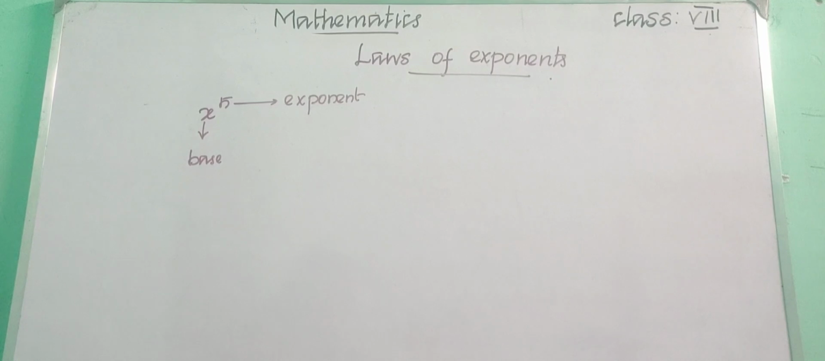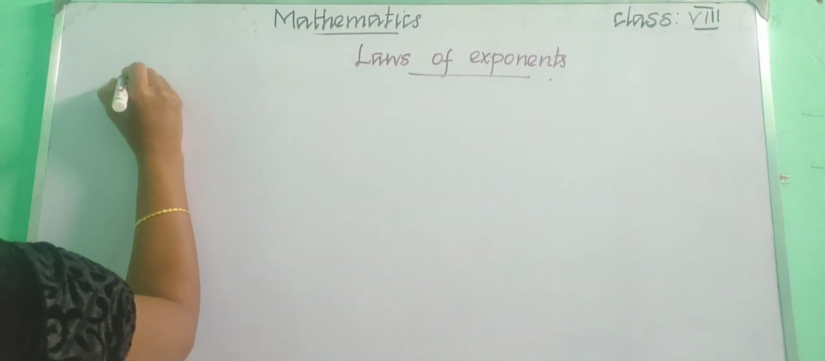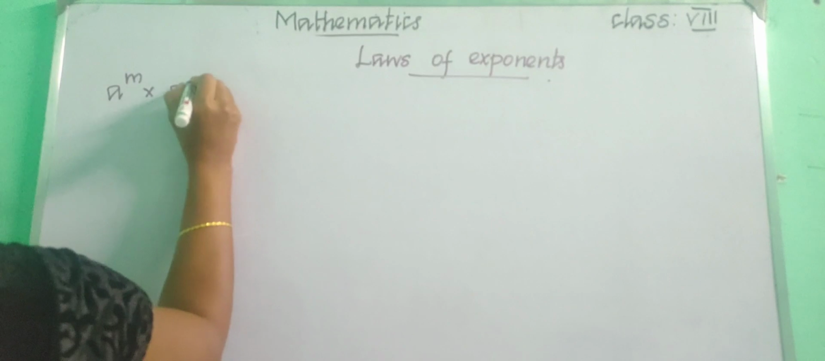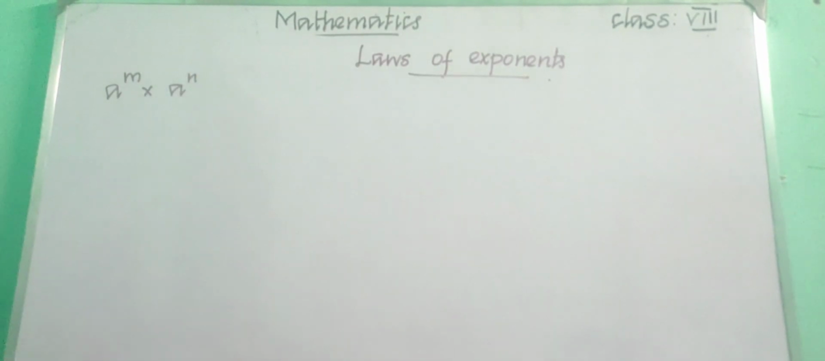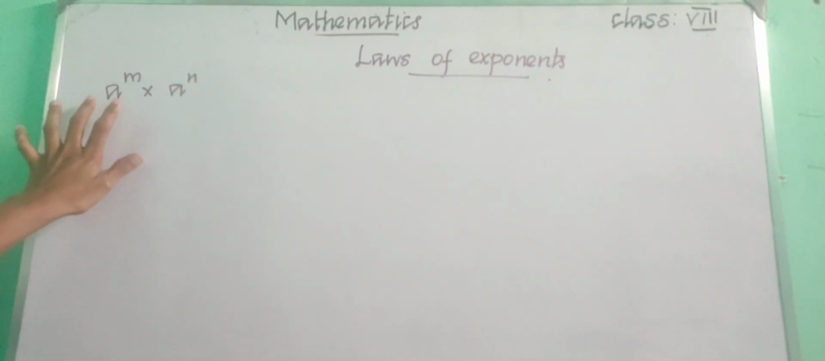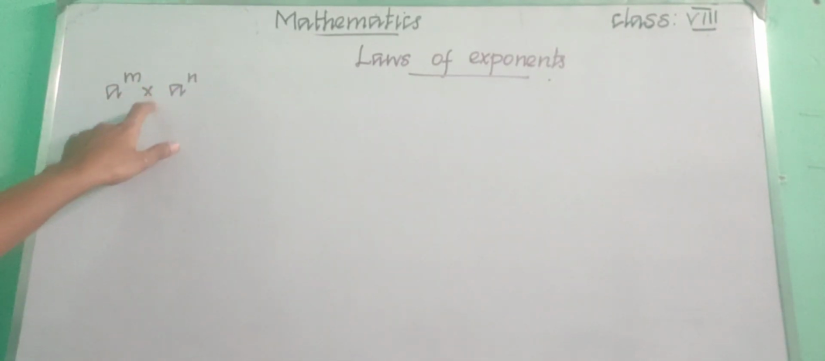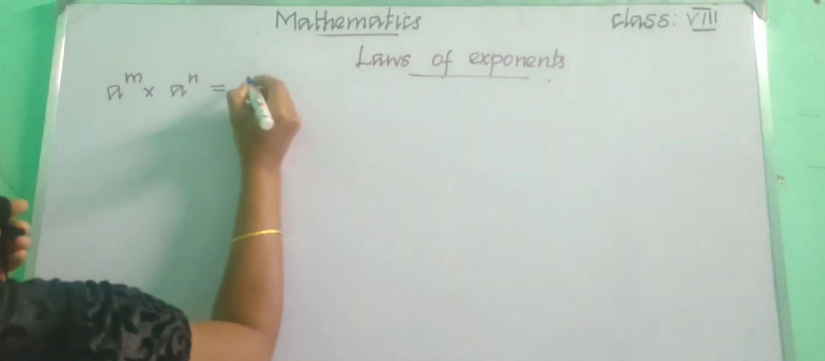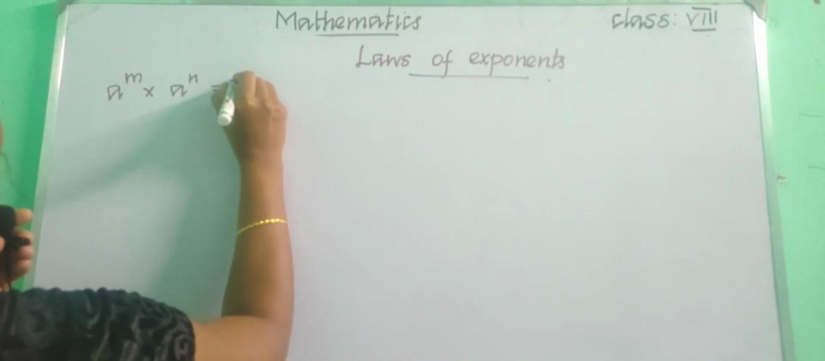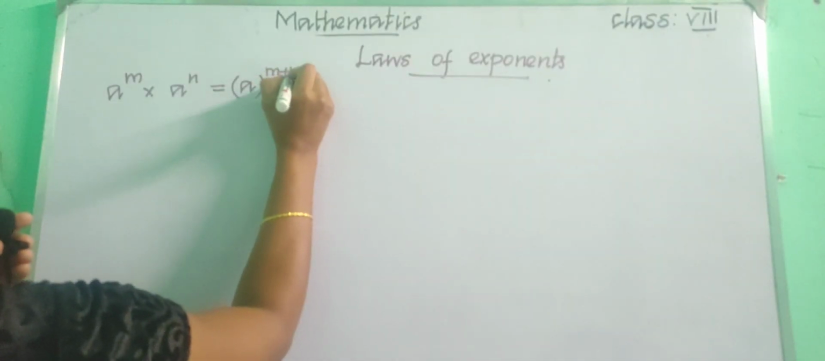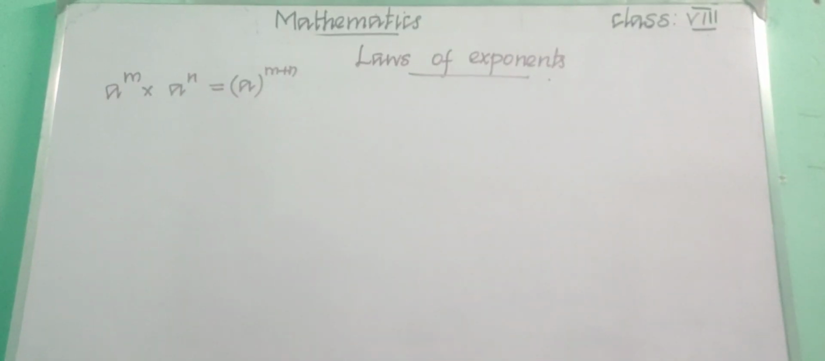So let us learn about the laws of exponents. See, if you are having a power m into a power n, what is the sign here? Product, right? See, a power m and a power n, the bases are same, but the exponents are different. We are going to multiply these two, a power m into a power n equal to, simply we can write it as a power m plus n.